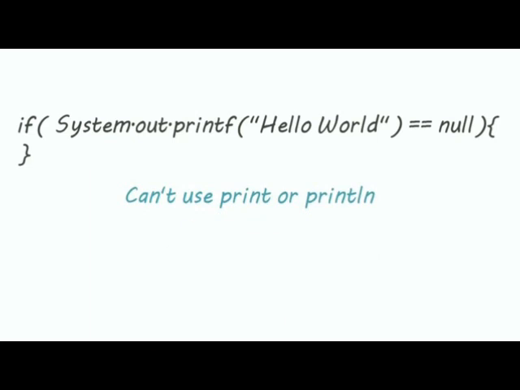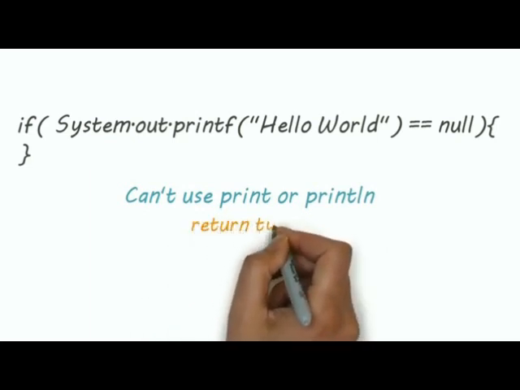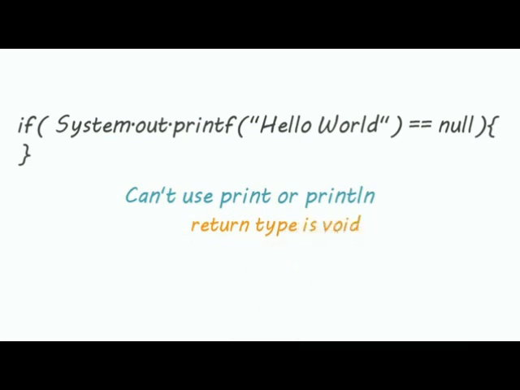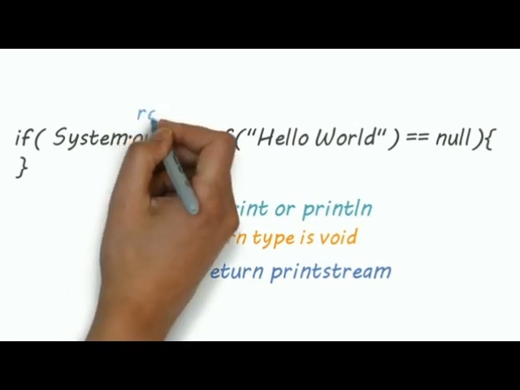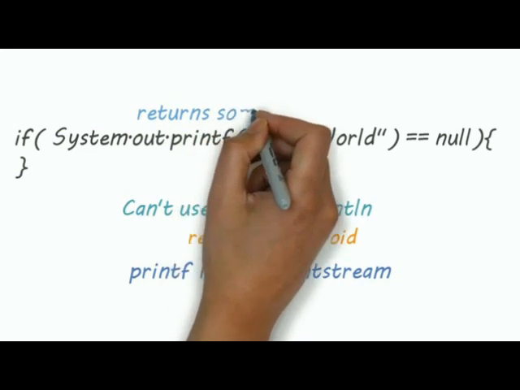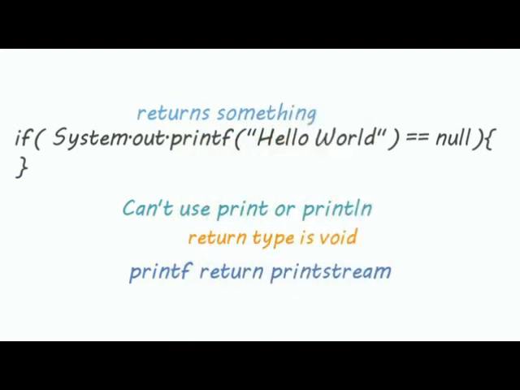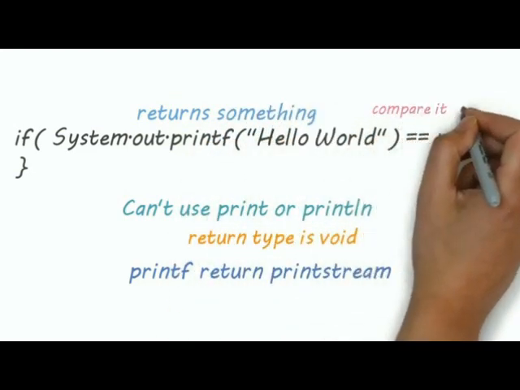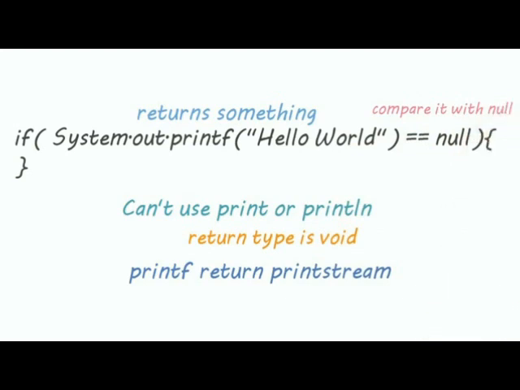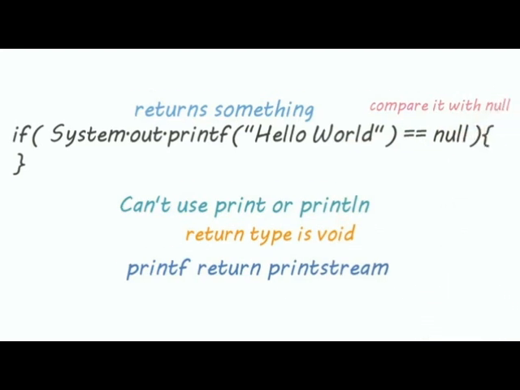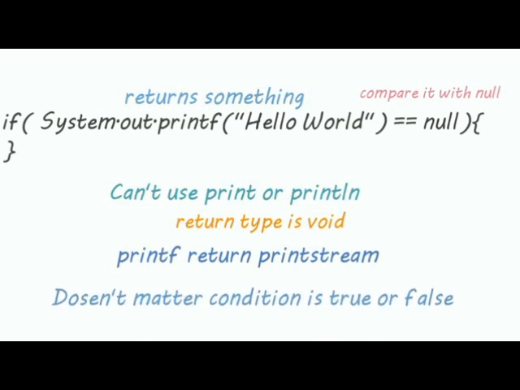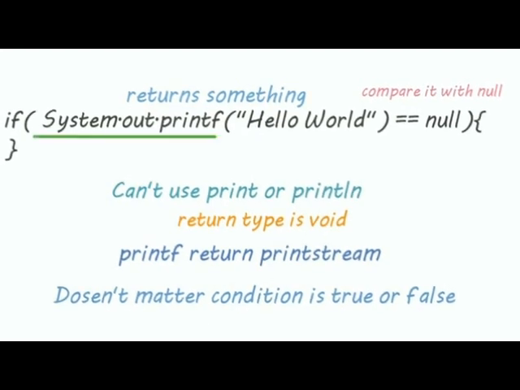Remember, we cannot use print or println because these functions return nothing. Their return type is void. But printf returns the printed string, and if it returns something, we compare it with null. Either the condition will be true or false, but it doesn't matter, because to check the condition the JVM executes the code inside the if, and we have printf, so our message gets printed.